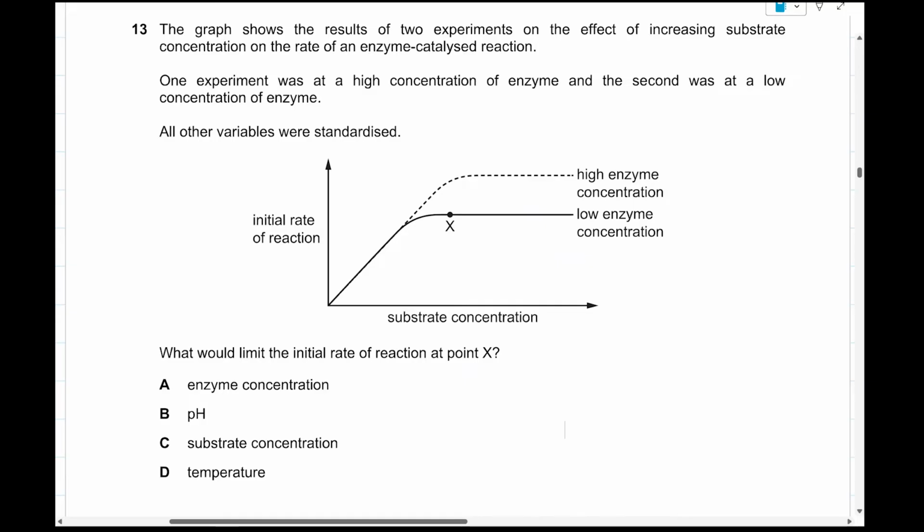Question number 13. The graph shows the results of 2 experiments on the effect of increasing substrate concentration on the rate of enzyme catalyzed reaction. One experiment was at high concentration of enzyme, and the second was at low concentration of enzyme. All other variables were standardized. What would limit the initial rate of reaction at point X?